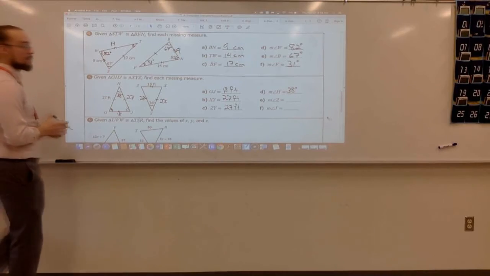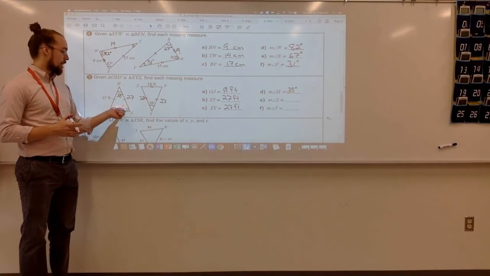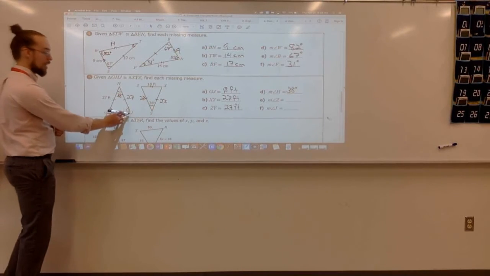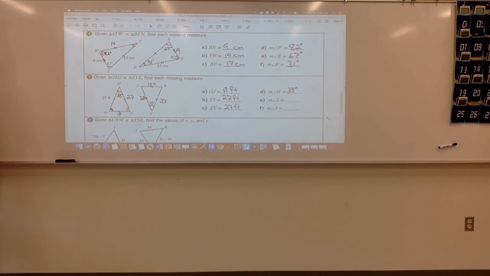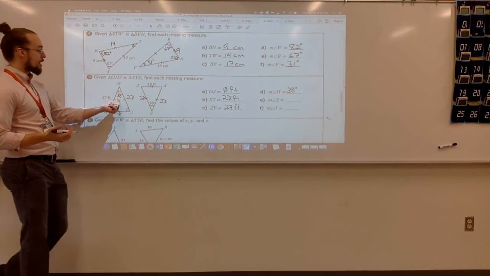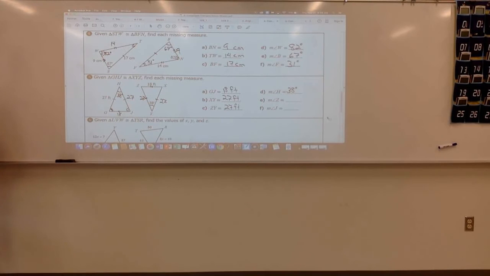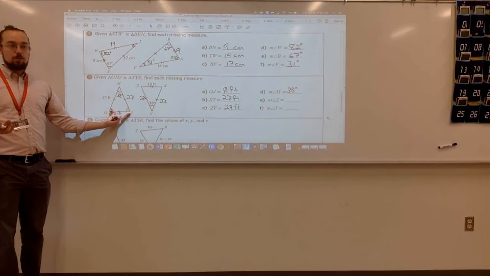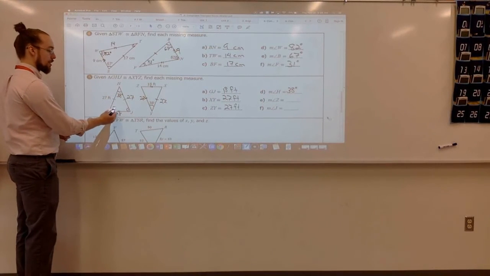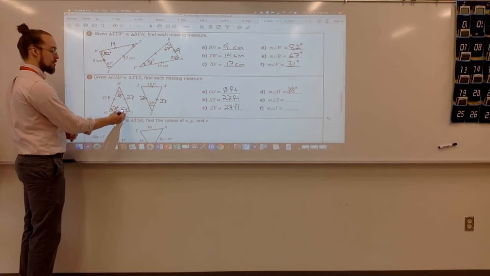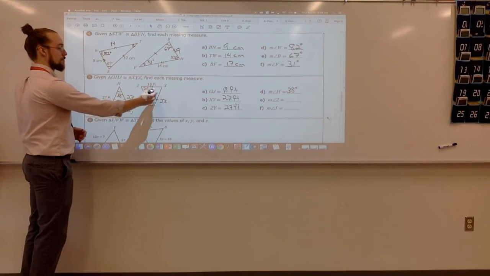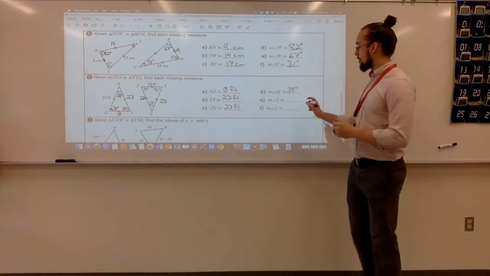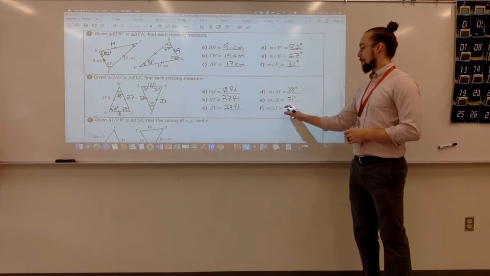So what I can do here, to find these two missing angles, I can take 180 minus 38 and then cut that in half. So 180 minus 38 is 142. So I know both of these angles would add to 142. Then I can cut that in half and get that each of these is 71. So both Z and J will be 71 degrees.